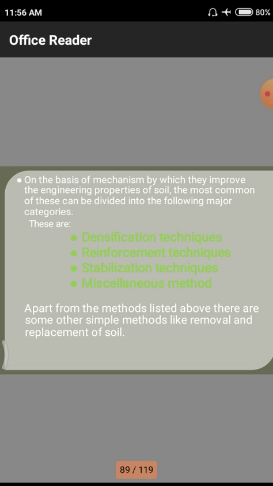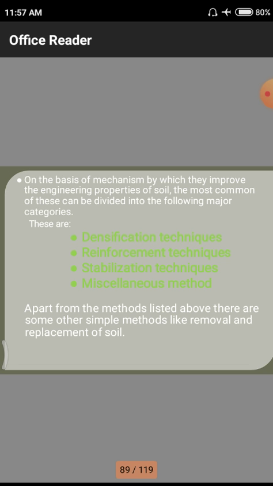Those are densification techniques. Densification simply means using rollers and other rolling mechanisms to densify the soil by decreasing the void content. Next are the reinforcement techniques. That means we include reinforcement materials like steel, fiber and other things to improve the soil properties. Next are the stabilization techniques. Stabilization means we use some amount of admixtures like fly ash, GGBS, stone dust and other industrial waste to stabilize the soil.